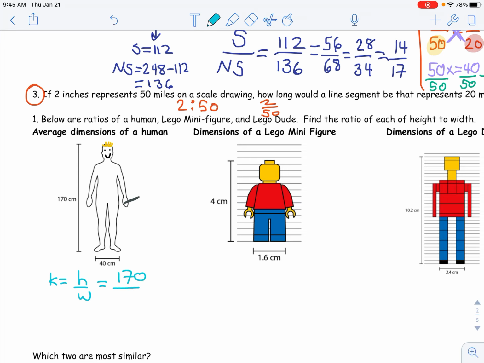So it's 170 over 40. Usually I like fractions, but for the sake of this one, let's go with a decimal. I'll plug this into a calculator and get 4.25.